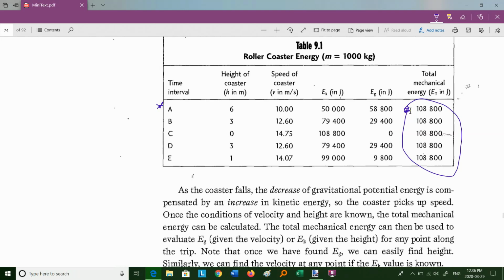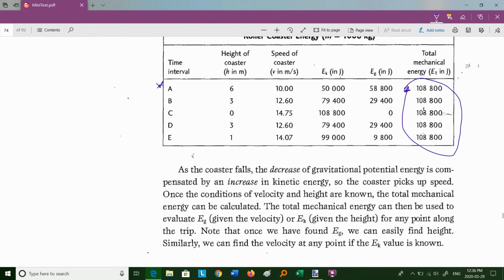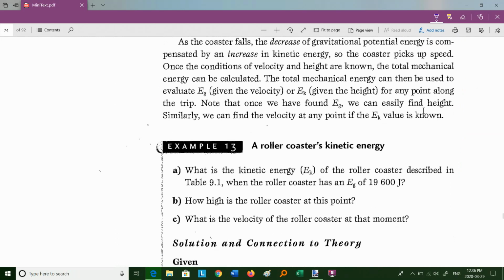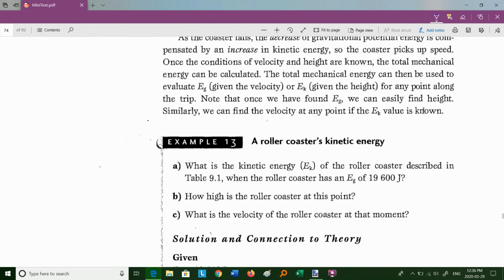So what does it say here? As the coaster falls, the decrease of gravitational potential energy is compensated by an increase in kinetic energy, so the coaster picks up speed. Once the conditions of velocity and height are known, the total mechanical energy can be calculated, and the total mechanical energy can then be used to evaluate the gravitational potential energy at any point along the trip. So that's exactly what you do. And let's try this example.